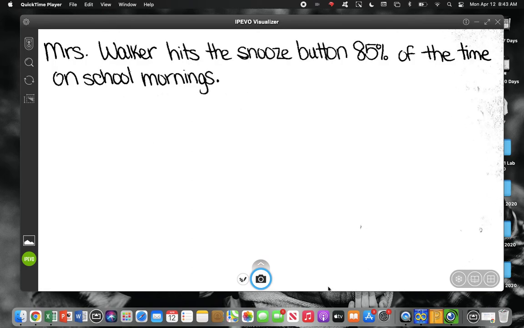All right, so I hit the snooze button 85% of the time on school mornings. Is this factual? Oh, it's probably higher than that. Okay, whatever it is. I hate alarms. I literally cannot stand alarms.